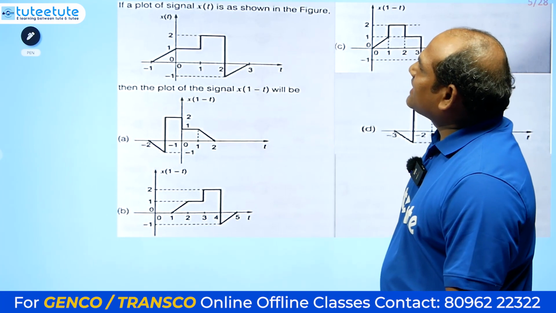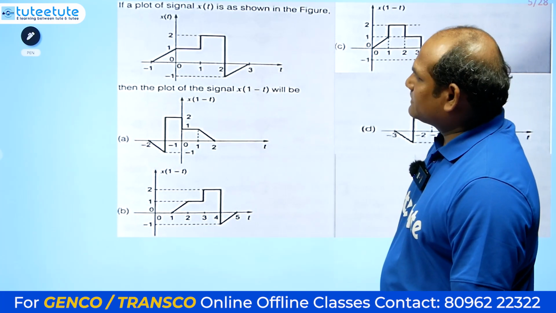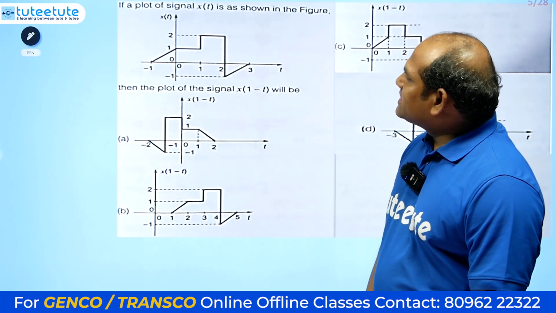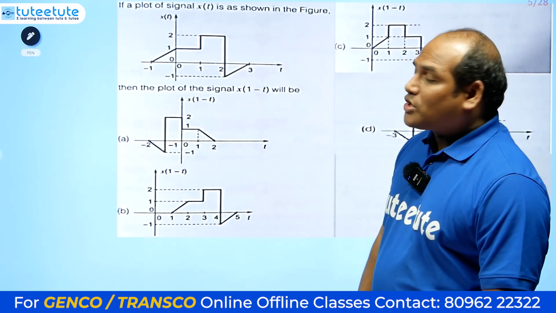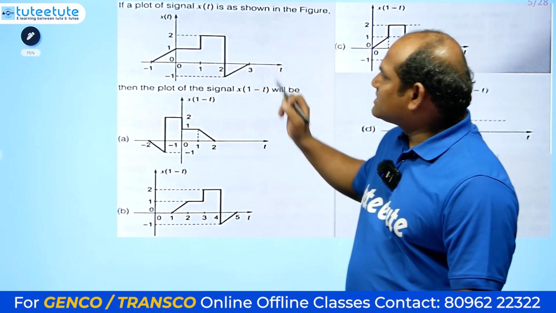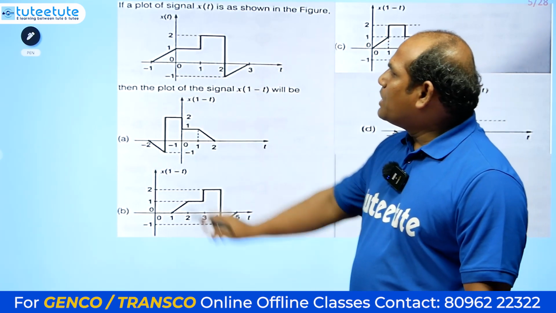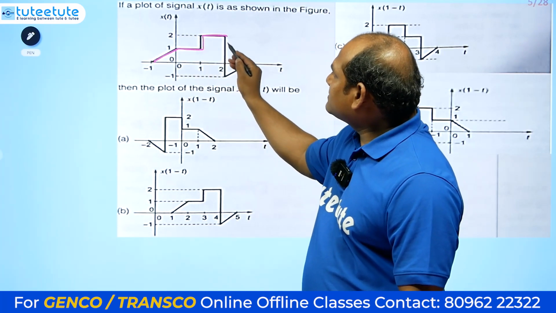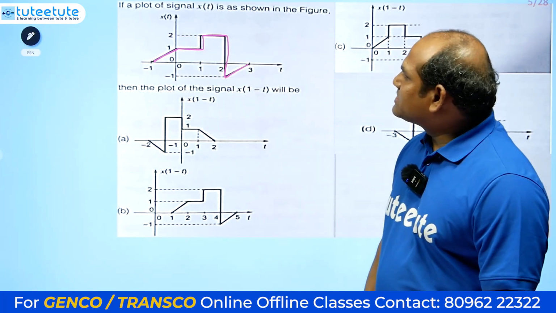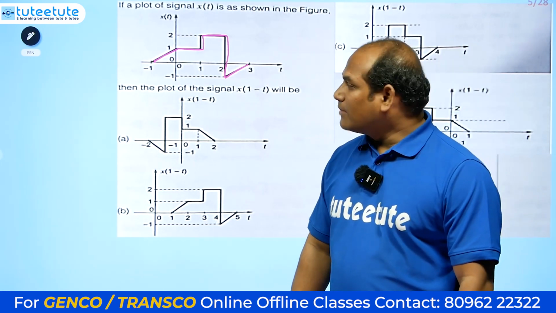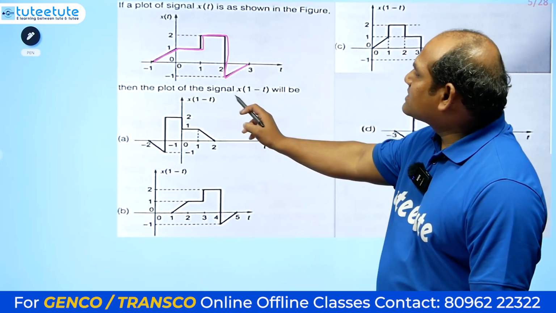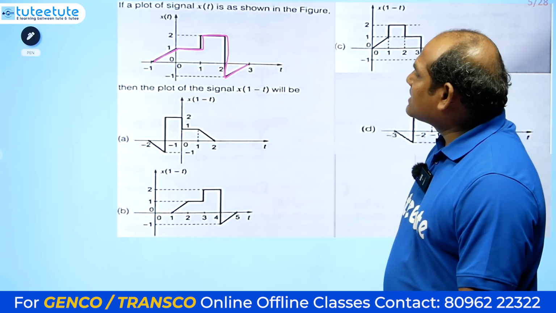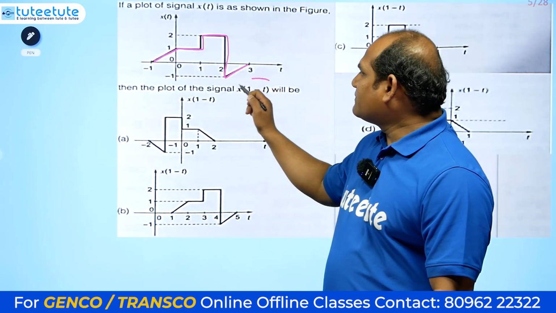If a plot of a signal x of t is as shown in the figure, this is the given signal x of t. If you observe this signal, it has non-zero amplitudes from -1 to +3. When time changes from -1 to +3, the amplitude of the signal changes like this. At different time instances it has different amplitudes. Then plot the signal x of 1 minus t. So this is the signal we have to draw.